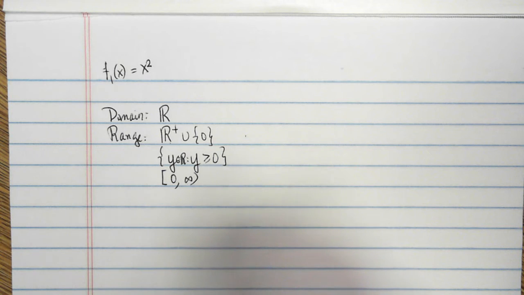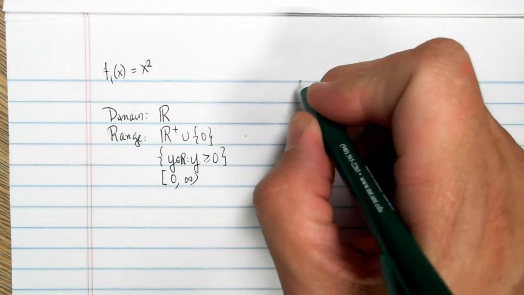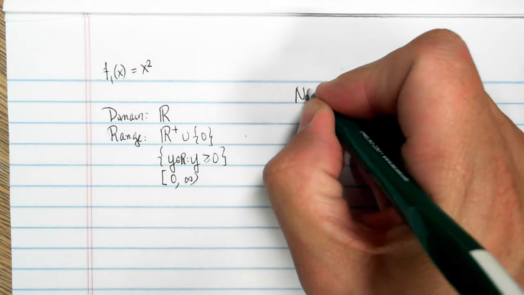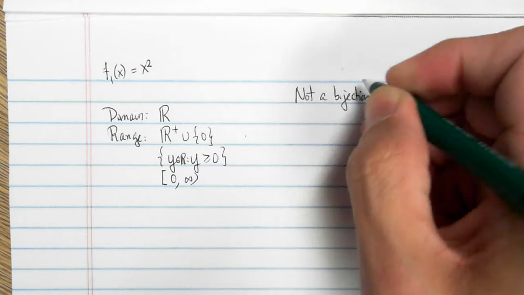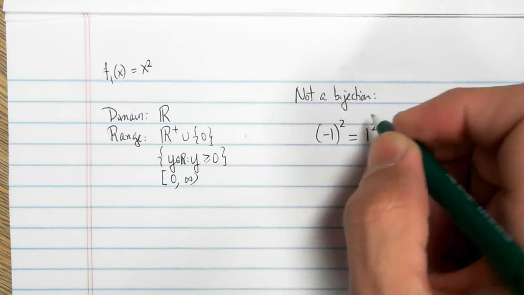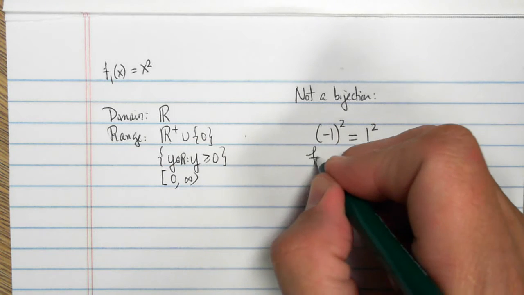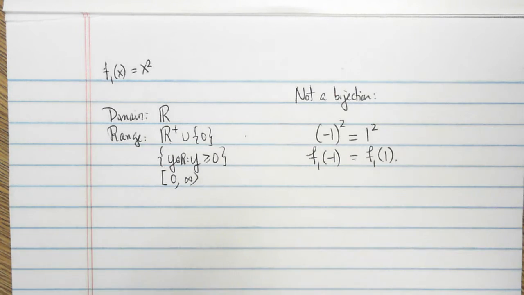Okay, now, is this invertible? This is not invertible. This is not a bijection. The reason it is not a bijection is that the function is not 1-to-1. Negative 1 squared is equal to 1 squared, so if I input negative 1 and input 1, I get the same result. So this is not a bijection, and using this domain and range, you don't have an inverse.